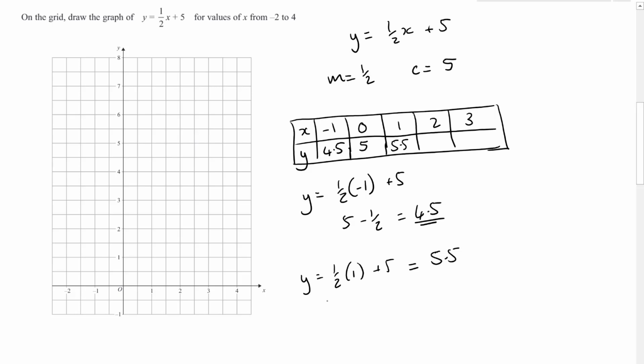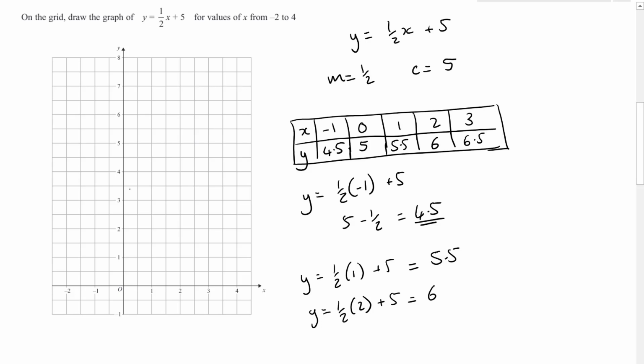When we put a 2 in there, y is equal to a half times 2 plus 5, and a half times 2 is 1, and 1 plus 5 is going to give us 6 here. And you can tell, because this is a straight line, the pattern going up is always the same. We're adding whatever the gradient is. So 4.5 to 5, we've added a half, add a half, add a half. So this is going to be 6.5 as well. And then we just plot all of these points.